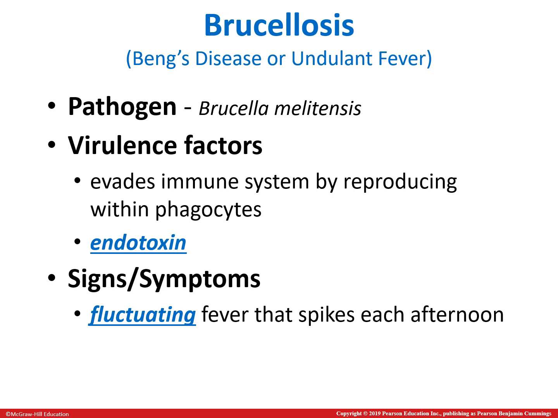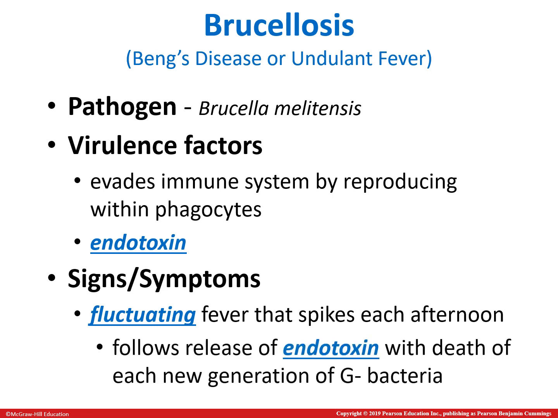Signs and symptoms: the previous name, undulant fever, was associated with the fact that as these gram-negative bacteria die with each life cycle, they cause a really high spike in fever. And so that fluctuating fever is really one of the most obvious signs and symptoms. It's basically each generation of bacteria, as they die, they flood the body with that endotoxin.